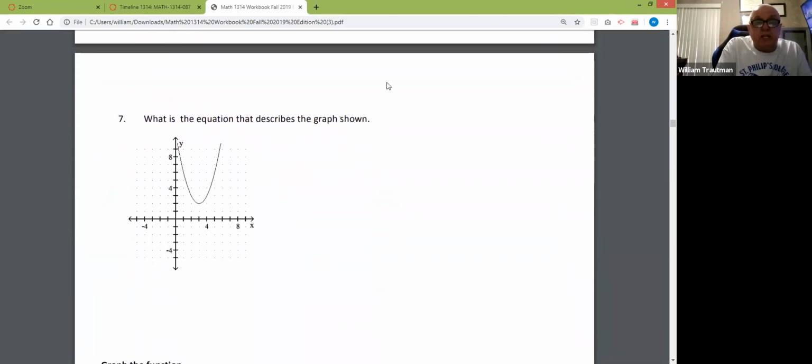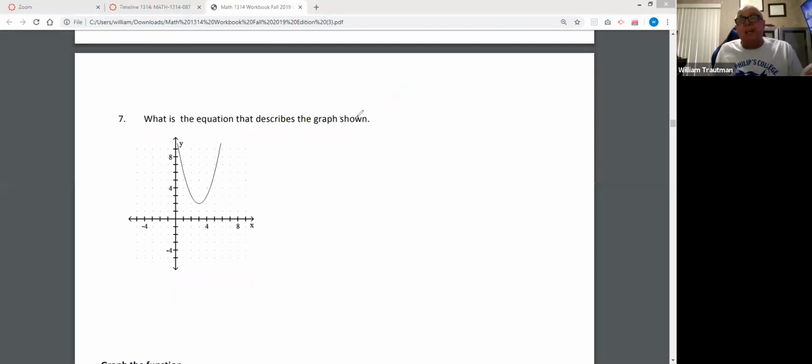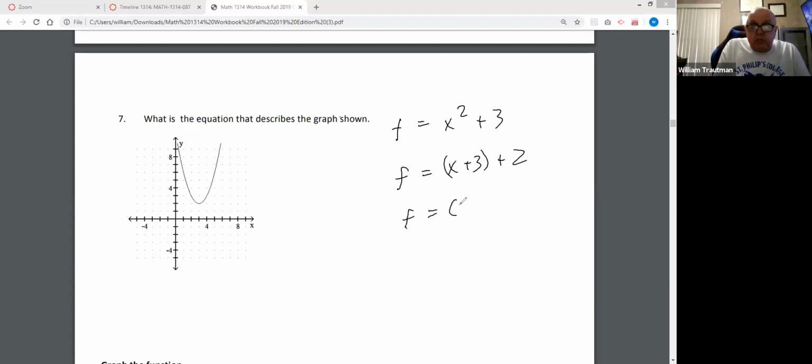And you have to be able to write the equation for this. And once again, it's multiple choice. So there are going to be some equations. It's going to say F equals x squared plus 3. F equals x plus 3 plus 2. F equals x minus 3 plus 2. F equals x plus 3 minus 3. A, B, C, D. You have to pick the correct answer.